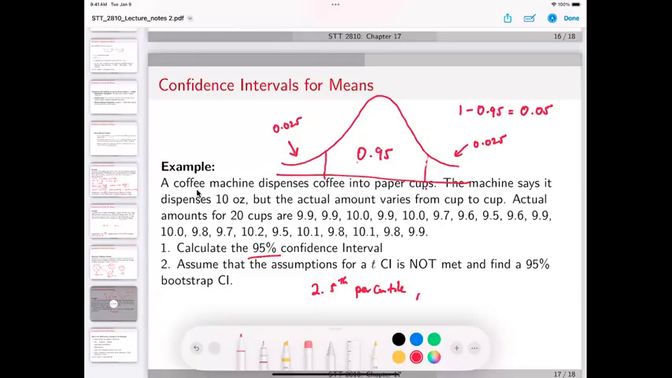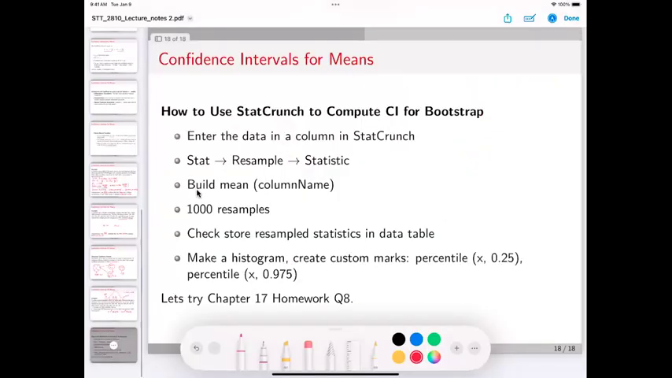And then 0.025 plus 0.95 gives you 0.975. So 97.5 percentile. So that is how to read the bootstrapping confidence interval. So I wanted us to do an example. So I want you to open chapter 17, question 8, and then let's do that example.